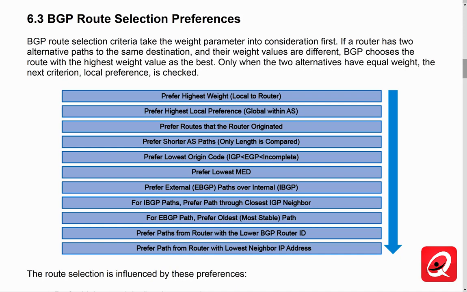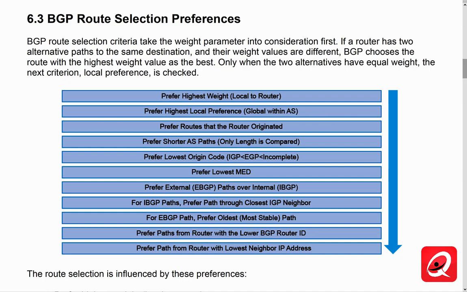The weight attribute, for example, is a Cisco-specific parameter, but only local to the router that it's configured on. And this is the first attribute that Cisco considers. Then we prefer the path with the highest local preference. A path with a local preference is considered to have a value that's preferred. The default value is 100, but the higher value is going to be preferred in this particular case.